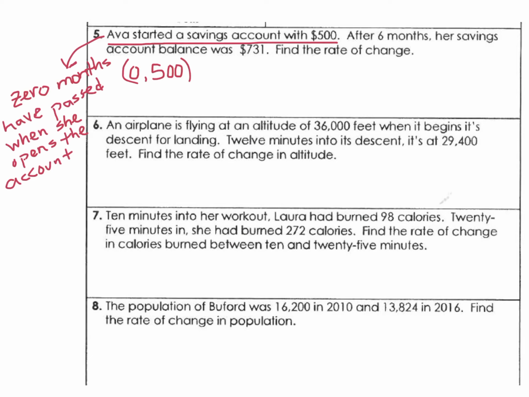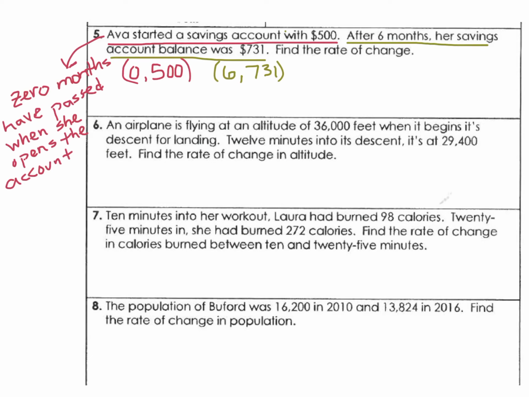Now, after 6 months, her savings account balance was $731. So, 6 months has now passed, and she has $731. We are going to find the rate of change from these two ordered pairs. Now, it is helpful if you color code. Notice that I have two separate sentences, and the first piece of information that they gave me was time, and that's my x value. The second piece of information they gave me was a dollar amount, and that's my y value.